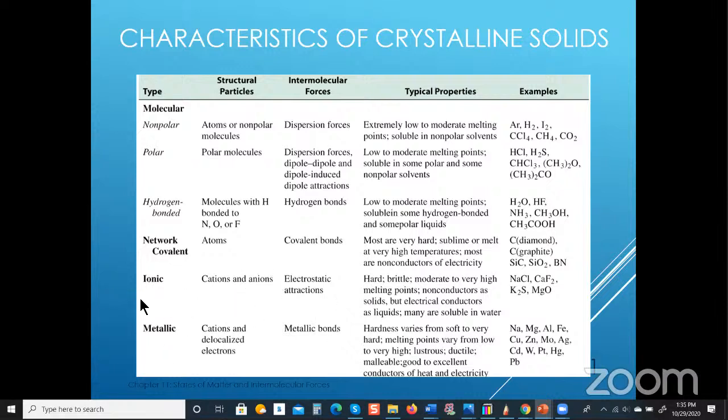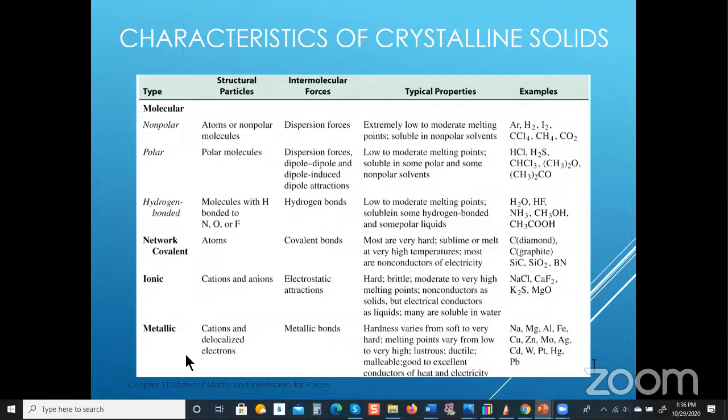And then we have ionic. Of course, we know what ionic compounds are. They're made up of cations and anions. Of course, the attraction between the ions is electrostatic in nature. As a result, these forces, these attractions, are very strong. And therefore, what you'll find is that ionic compounds are hard, brittle, and have moderate to high melting points. They are conductors of electricity in the liquid state, but not in the solid state. And most of them are soluble in water. And some examples are given here.